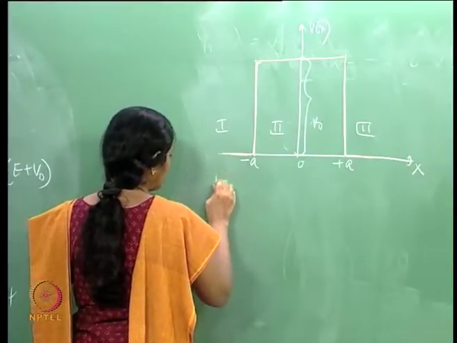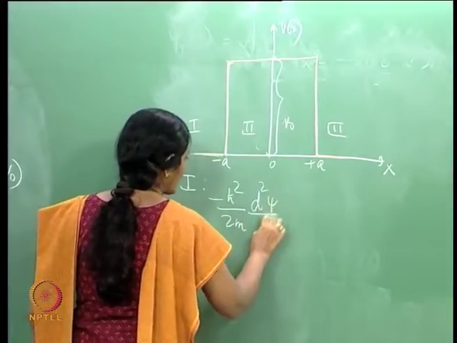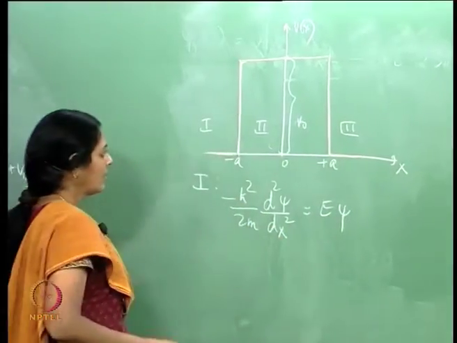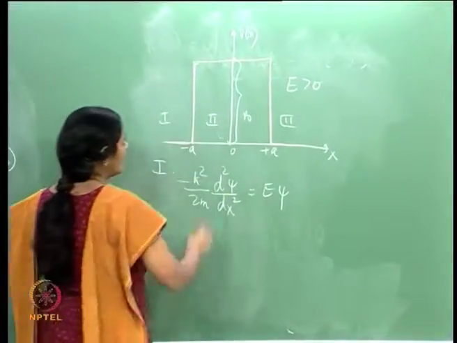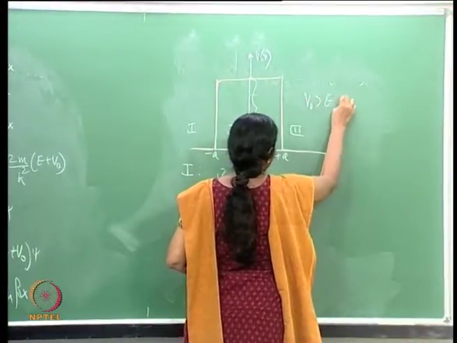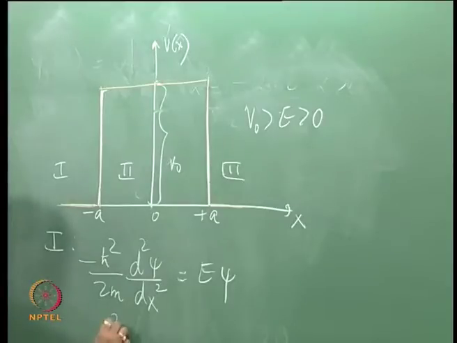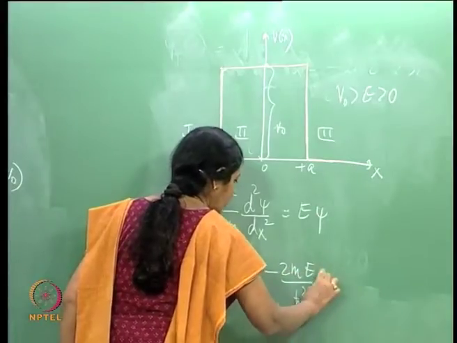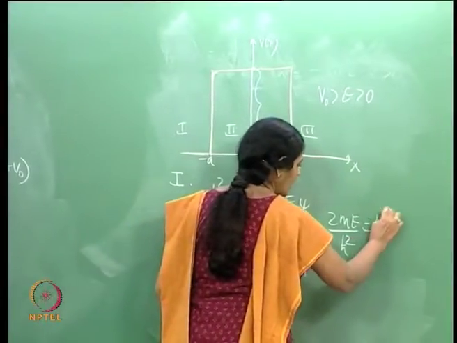In region 1, minus h cross squared by 2m d2 psi by dx squared is equal to E psi. The point is this: we give a certain amount of energy which is greater than 0, but the height of the barrier is more than the energy that we give. So V naught is greater than E, and both of them are positive quantities. Therefore, I have d2 psi by dx squared is minus 2m E by h cross squared psi in region 1. 2m E by h cross squared is a positive quantity because E is greater than 0. I call that k squared.